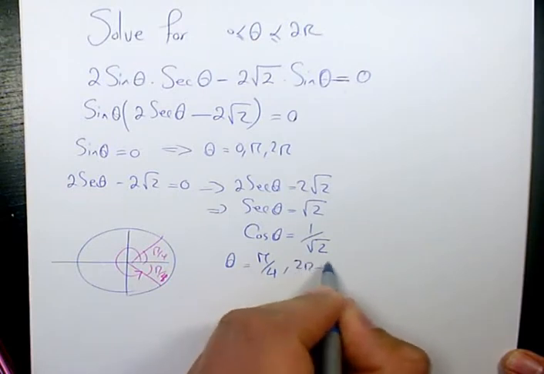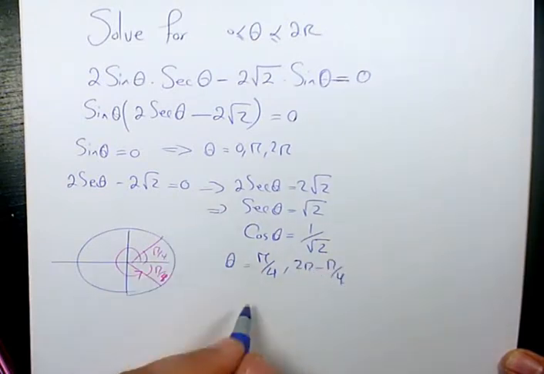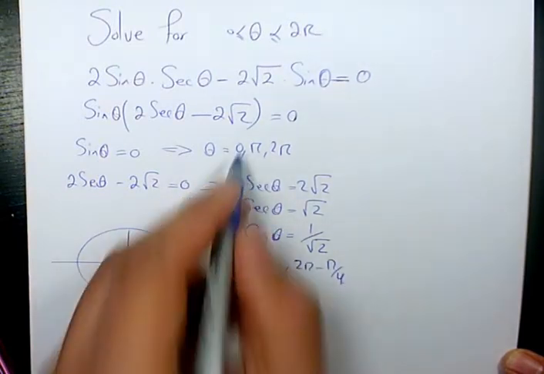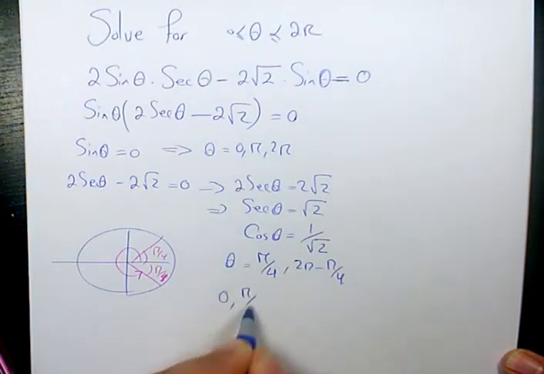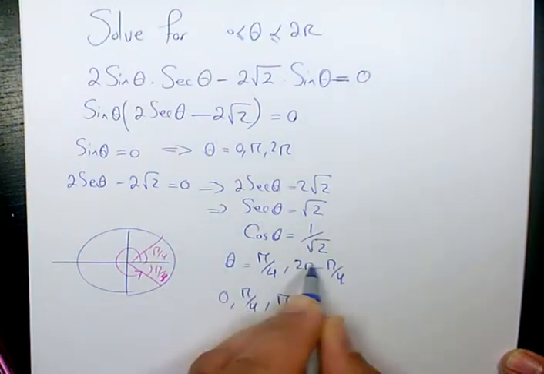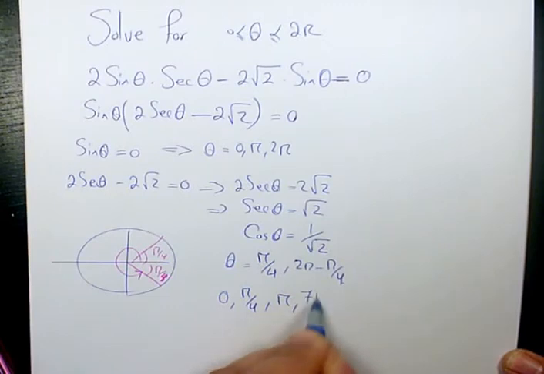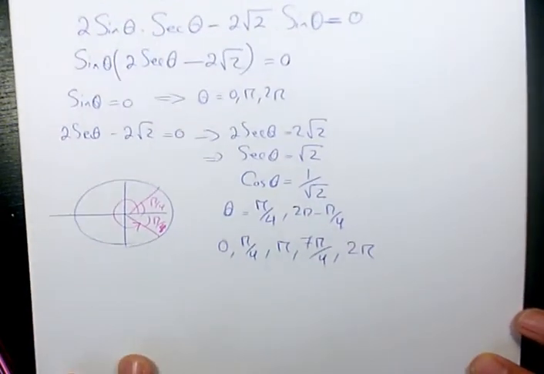So 2 pi minus pi over 4, then all the numbers are going to be 0, pi over 4, pi, 2 pi minus pi over 4 is going to be 7 pi over 4, and 2 pi. So these are going to be the 5 answers.